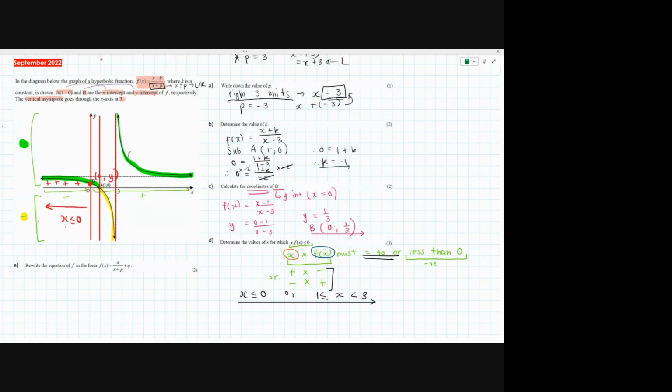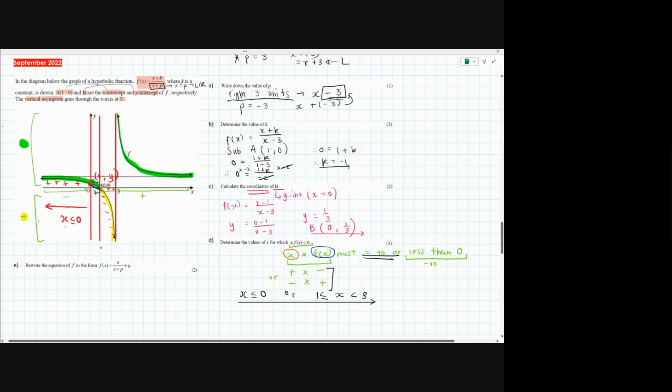This tiny little section in the middle here, so this tiny little bit here in between the y-axis and your x-intercept, that's not going to work because the graph is positive, the x value is positive. Positive times a positive doesn't work for me. However, here where I've got the yellow highlighting, here my x values are all positive because it's on the positive x-axis, but here my graph values are all negative.